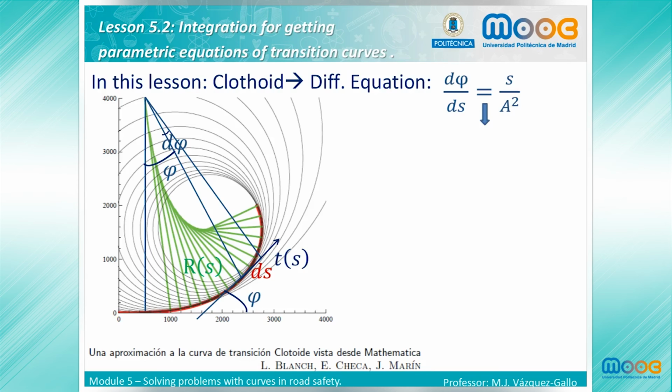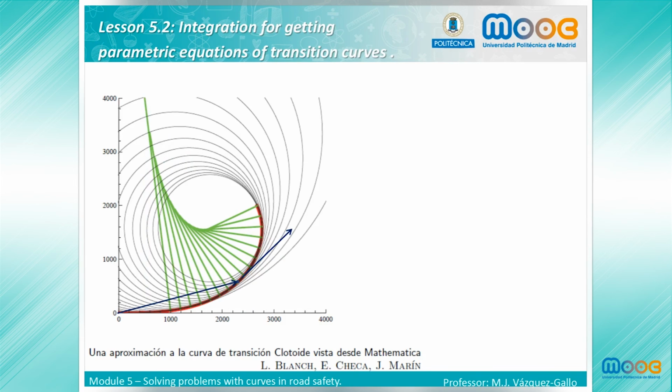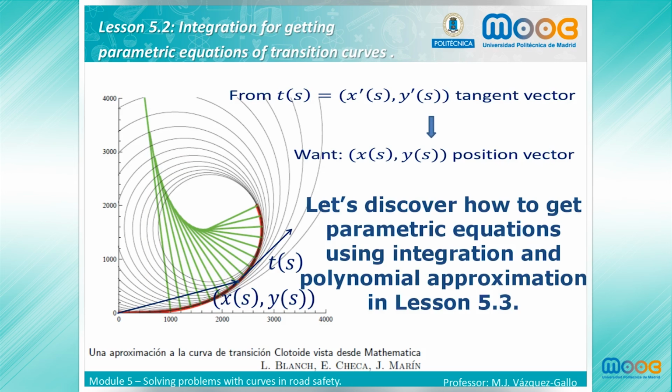So in this lesson we use integration as a mathematical tool to get the angle in terms of arc length for every point of a clothoid. Geometrically, we have found the tangent vector to the clothoid at each of its points. That is the vector given by the derivative of the coordinate function. From this derivative in lesson 5.3, we will use polynomial approximation and integration to finally get the parametric equations of a clothoid.